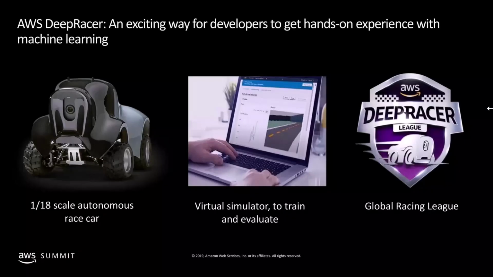AWS DeepRacer is a platform for developers to get hands-on experience in reinforcement learning by training a model for an autonomous race car, and to race with other participants in competitions around the globe.